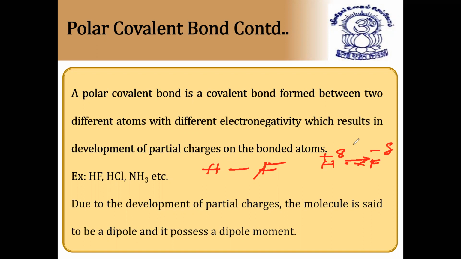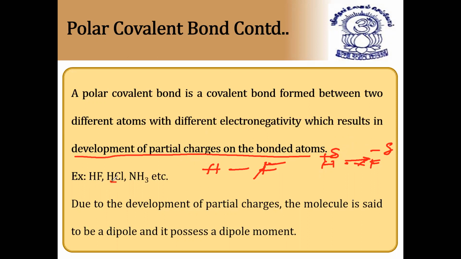Partial means like this, delta. I'm writing here again so you can understand clearly. It is called partial positive charge, delta plus, and partial negative charge, delta minus. Hydrogen loses its electron. The one which loses the electron has a partial positive charge, and the one which gains the electron has a partial negative charge. So this is the development of partial charges on bonded atoms.